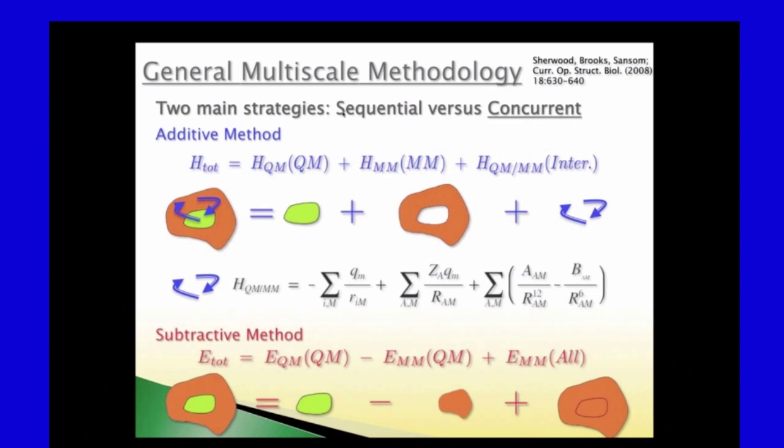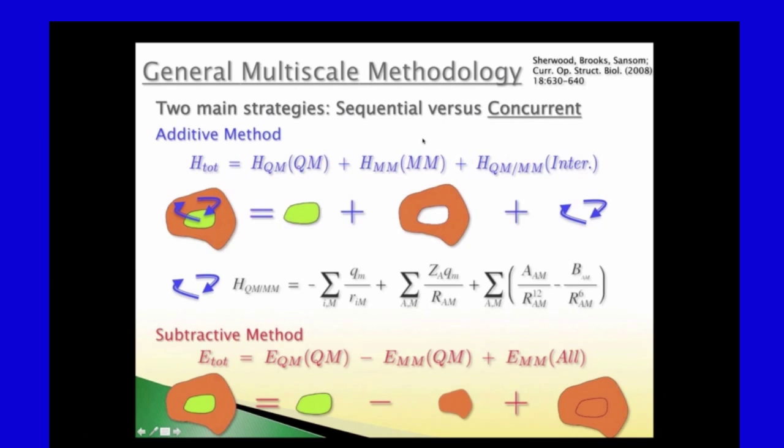Concurrent multi-scale modeling is exactly that. Everything happens at once, right? So in sequential, you do QM, then you parameterize, then you run your MM. In concurrent, you run everything simultaneously. So your QM energies, or your QM Hamiltonians, are being calculated at the same time your MM Hamiltonians are being calculated, at the same time your interaction Hamiltonians are being calculated, right? And that's what this essentially means.